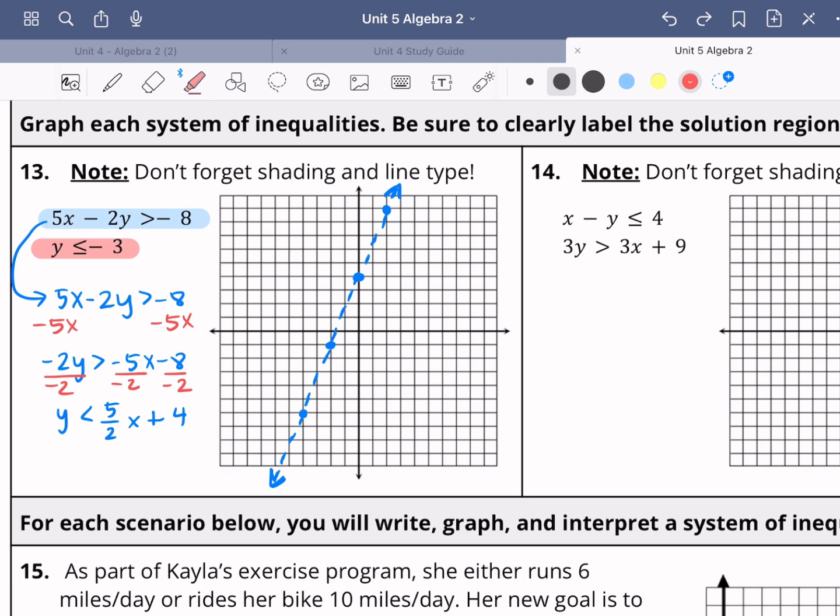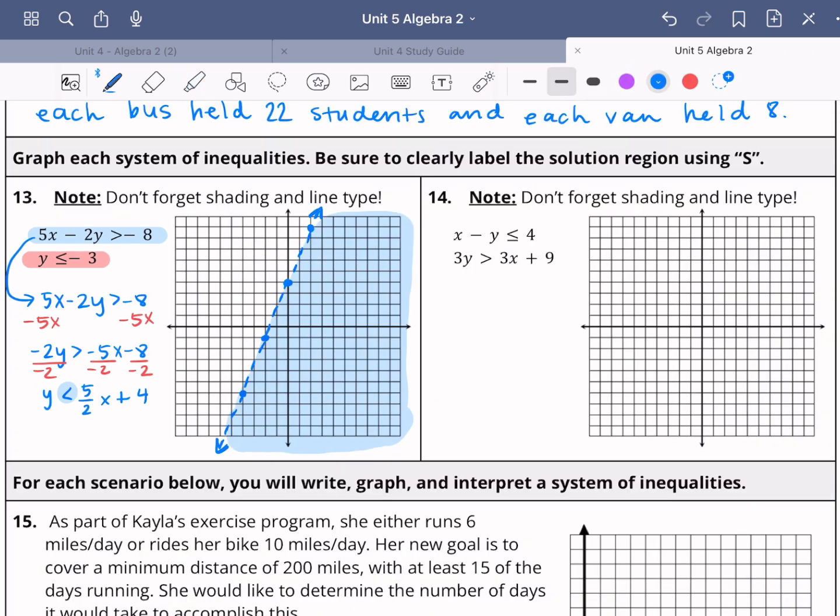Now we have to think about shading. This is a less than symbol, which means I'm going to shade below the line, or where everything is less than the line. So this would be below. So here's what that would look like.